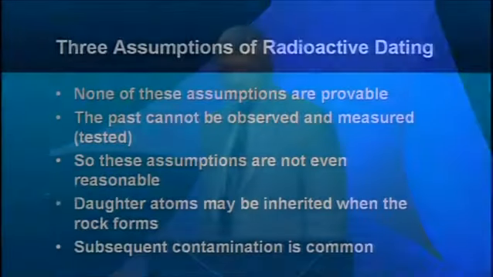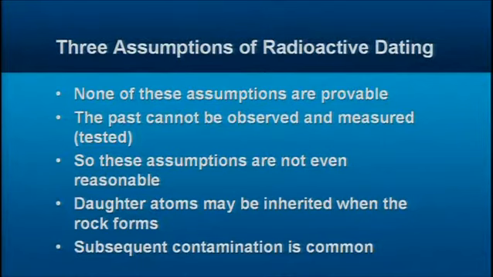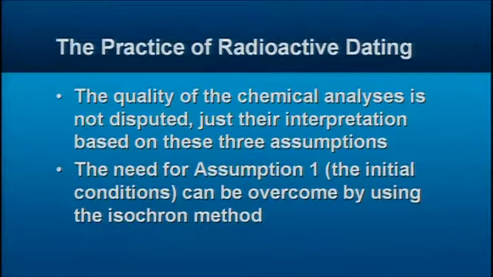So none of these assumptions are actually provable because you weren't there to test the rocks in the past. The past is gone. We can't observe and measure the past or test it. So these assumptions are not even reasonable. In everyday experience, they're not even reasonable. The daughter atoms may be inherited when the rock forms. For example, in volcanic gases, you can get extra argon. Subsequent contamination is common.